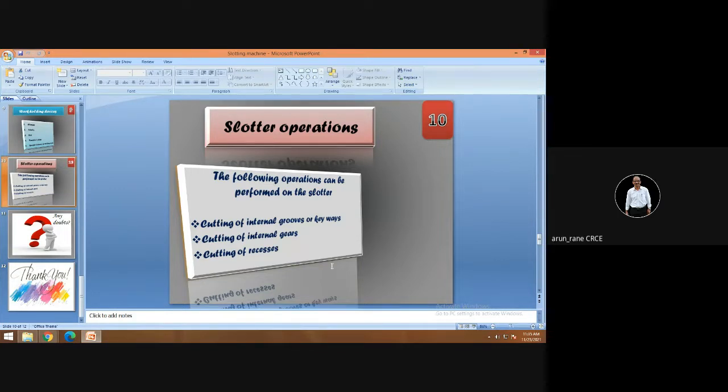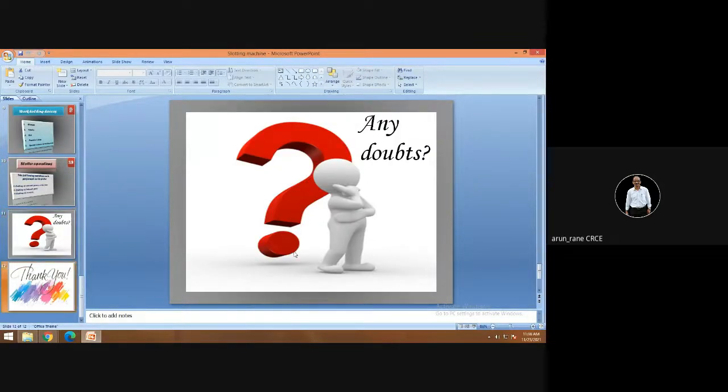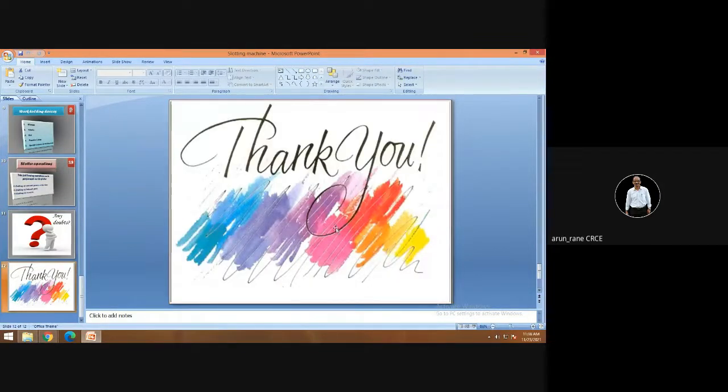As I told you, the applications of slotter are that you can cut internal grooves or internal keyways. Then you can cut internal teeth, that is internal gears. And you can also do internal recesses. The recesses and keyways are almost the same thing. So that was a very short presentation on slotting machine.